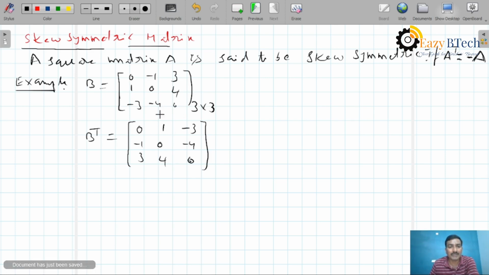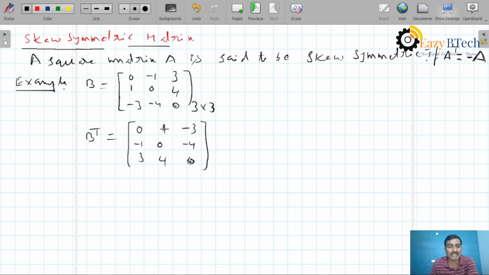After that, if you observe, see the first row 0, 0, comparing B and B transpose: here minus 1, but here plus 1. Here plus 3, here minus 3. Here 1, this is minus 1. 0, 0, 4, but here minus 4. See the third row, minus 3, here plus 3, minus 4, plus 4, and 0 is 0.